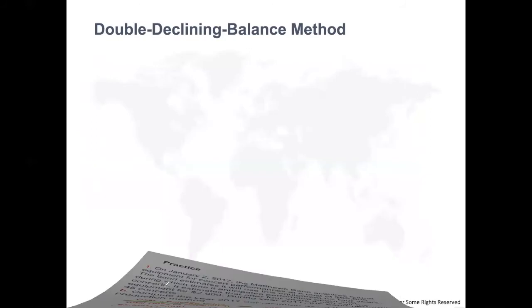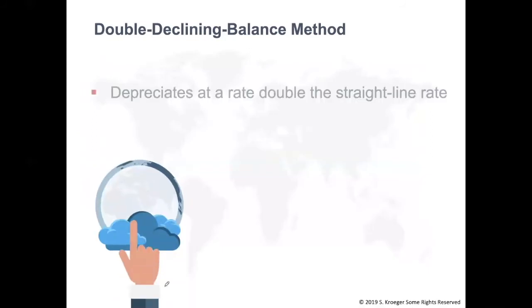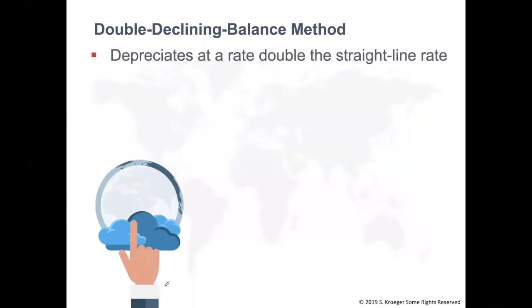The last method is the double declining balance method. This method is very popular when depreciating assets on tax returns because we are taking more of the depreciation expense in the first few years of the asset and less later on. Therefore, you get a bigger deduction in the first couple years. It depreciates at a rate double the straight line method, which is why it's called the double declining balance method, because it's double the straight line method.